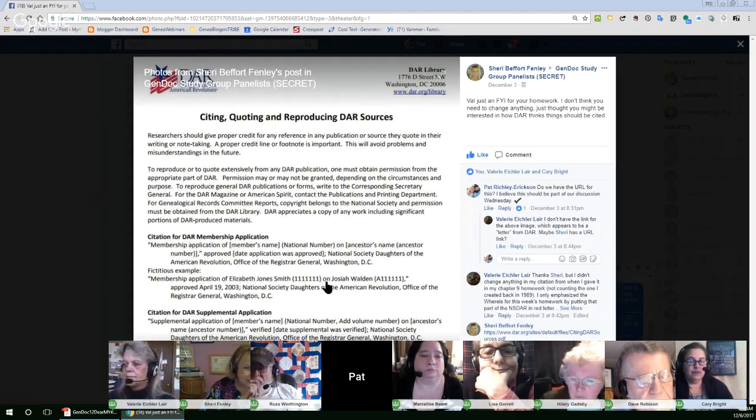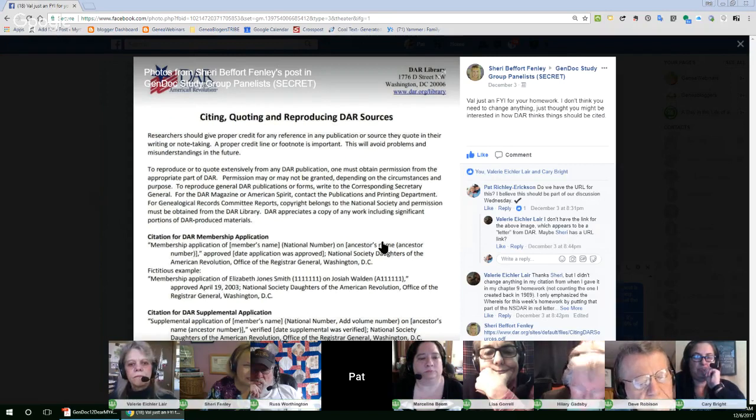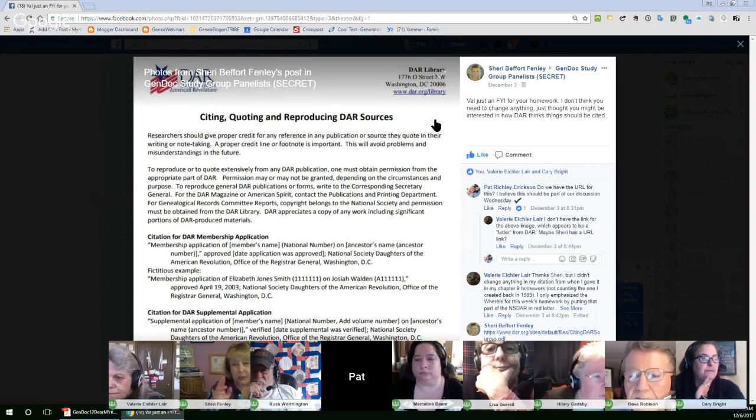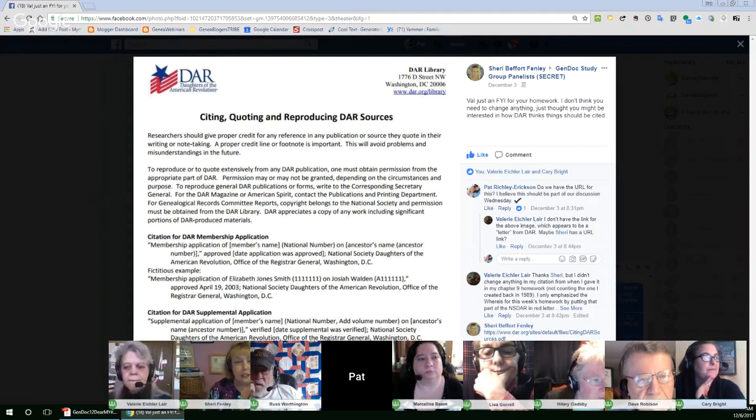So on this is the citation guidelines slip that Cherie scanned. Tell us about the provenance of this paperwork. How did you get this? It's on the DAR public site. If you click on the library, under the library they have research guides. And one of the research guides is how to cite when you're using any of their sources, whether it's a library book from their library or a membership application.